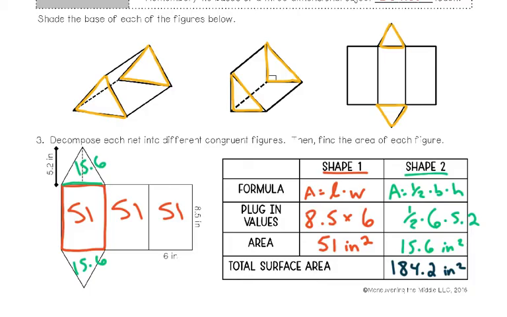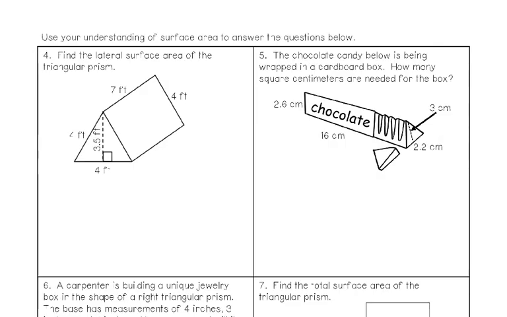If you got 66.6, you are like Billy Bob and you just added up 51 and 15.6. That's not how this works because there's 2 triangles and 3 rectangles. Surface area is the entire combined area of the 3D object, not just the 2 areas that you can see.